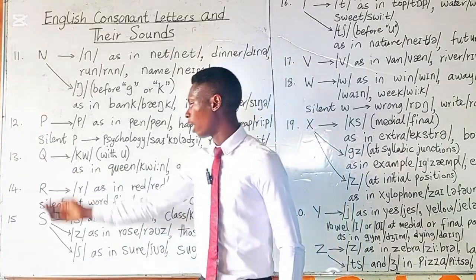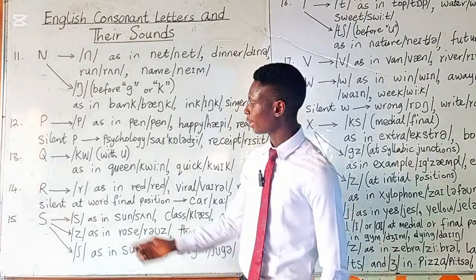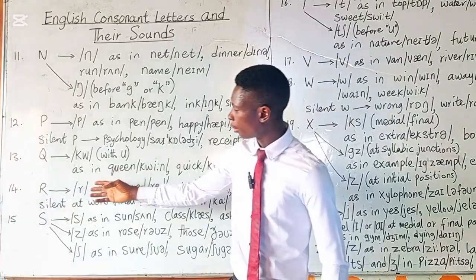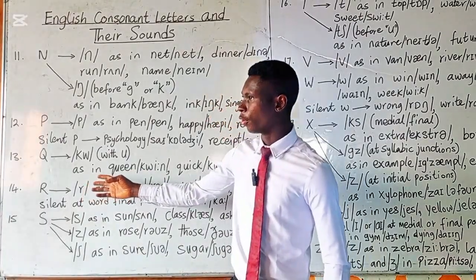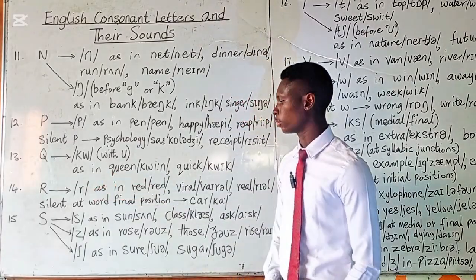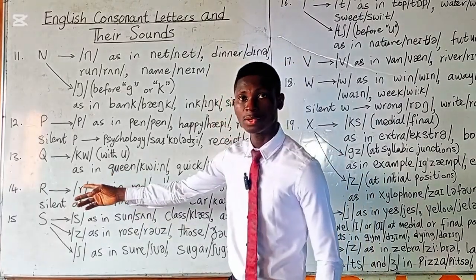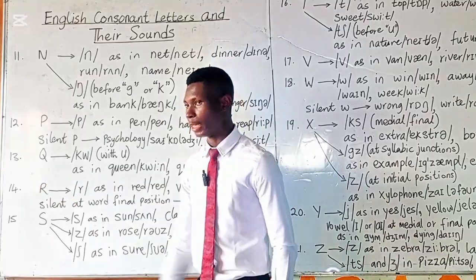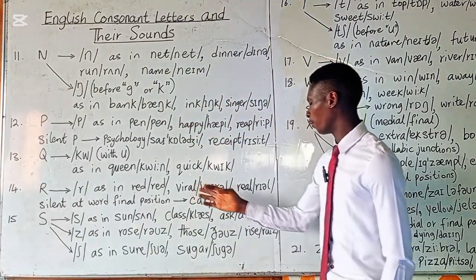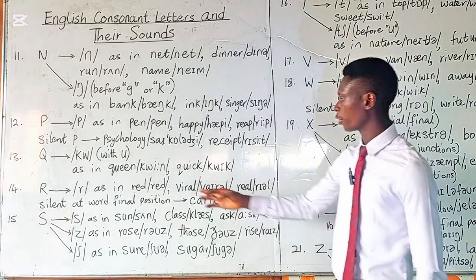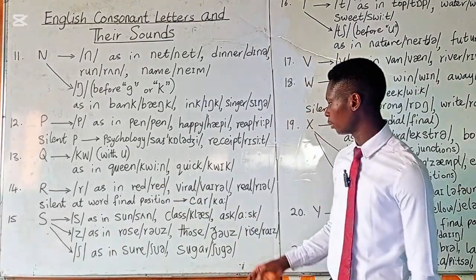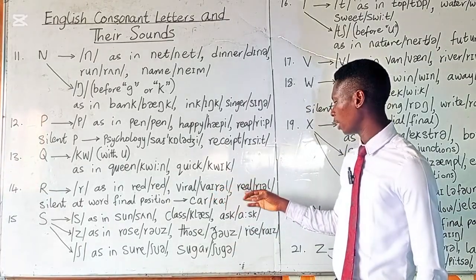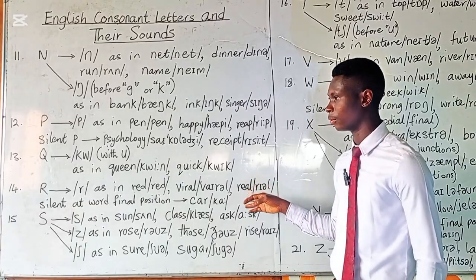Moreover, we have letter R, which represents the voiced liquid roll sound, as in red, viral, real. So here we have it at word initial. Here we have it at word medial position. And here we have it at word final position.